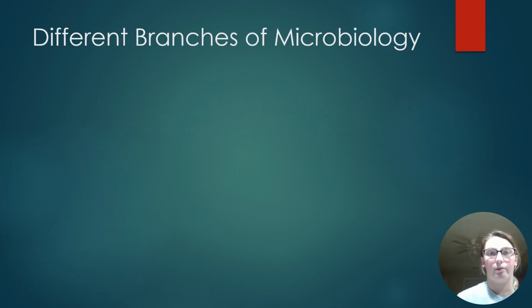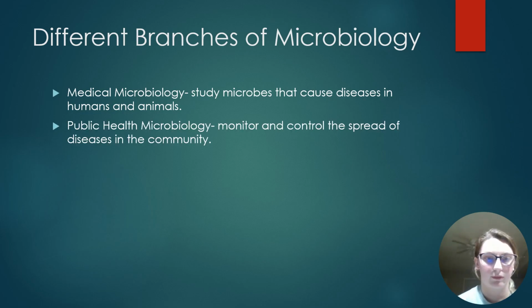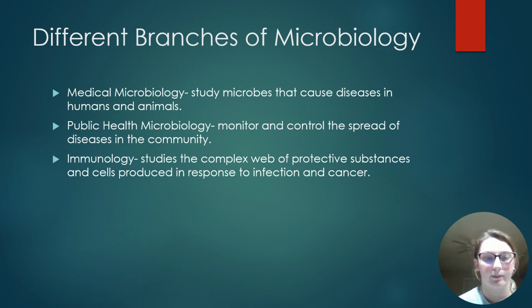Different branches of microbiology. Medical microbiology is the study of microbes that cause disease in humans and animals. Public health microbiology monitors and controls the spread of diseases in the community. Immunology studies the complex web of protective substances and cells produced in response to infection and cancer.